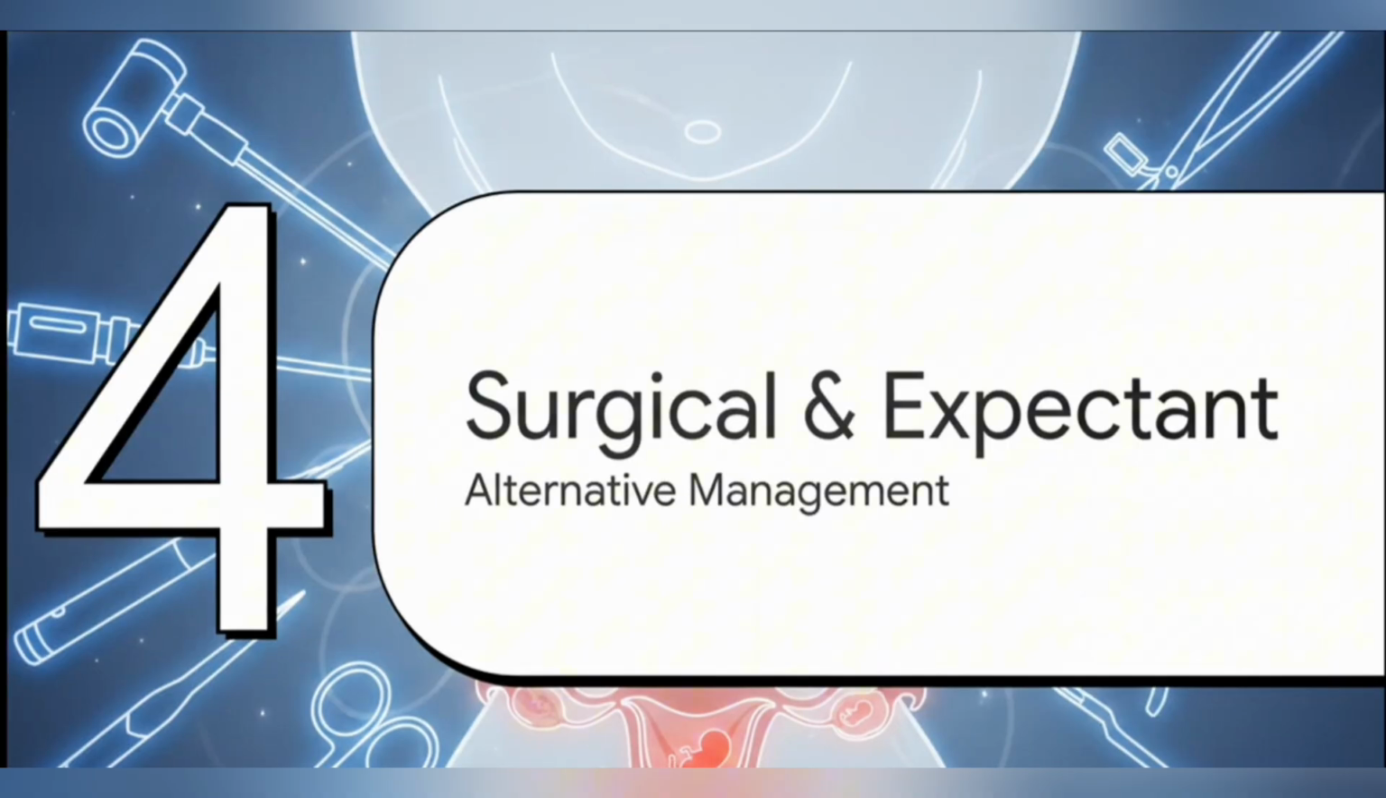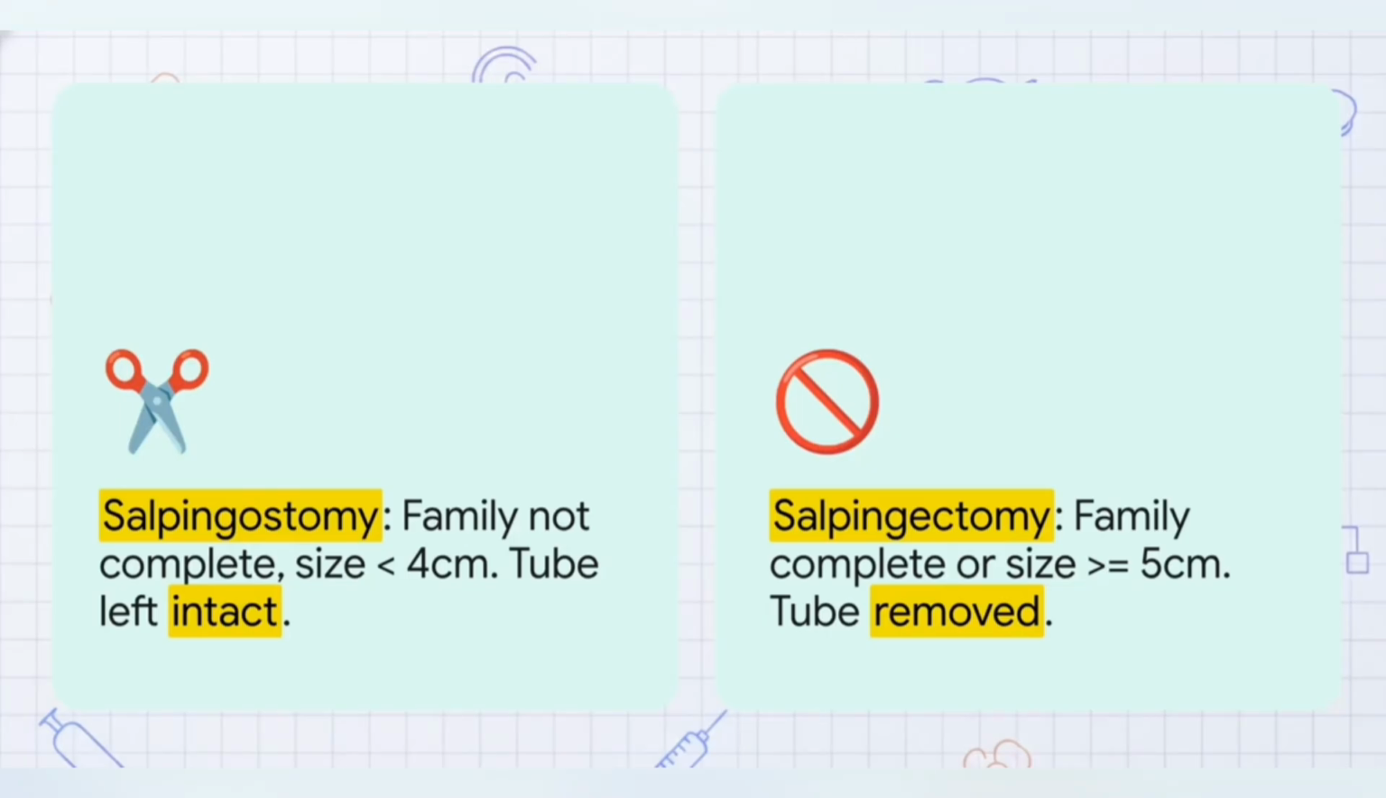Section 4. Surgical and expectant management. Let's look at the alternatives. When you do have to head into surgery, laparoscopy is your gold standard, and you have a very clear choice to make. If the family is not complete and the ectopic size is small, so less than 4 centimeters, you're going to perform a linear salpingostomy. You use hydrodissection, gently remove the pregnancy, and leave the tube totally intact to preserve fertility.